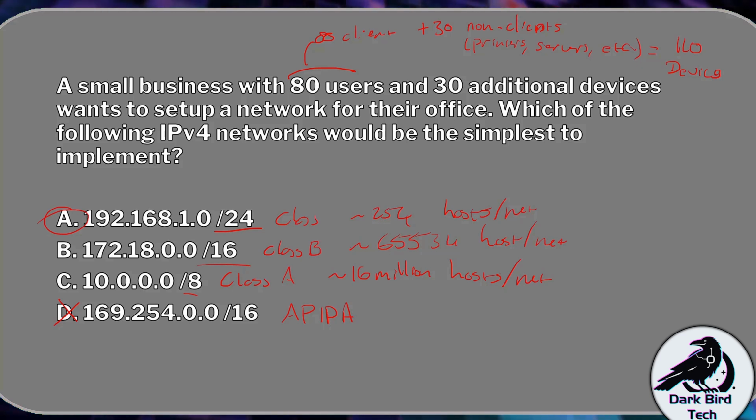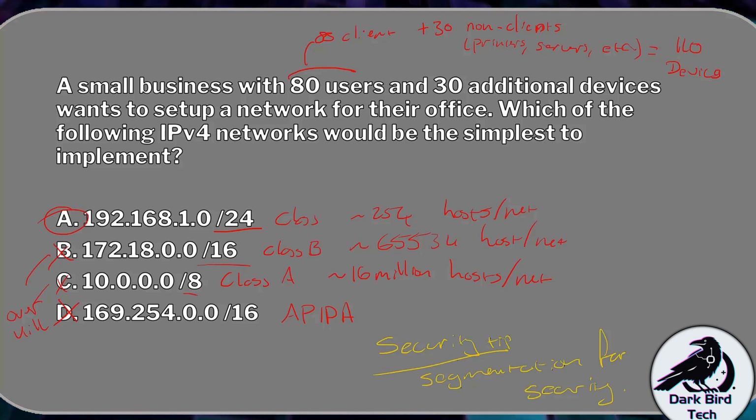110 devices will definitely be fine in a network address space that supports 254 devices, plus we've got some room to grow. Although, yes, nothing stops us using the 10 network and the 172.1.8 network. They're a bit overkill. So, because they're overkill, I'm going to eliminate them. But I'm also going to be a bit weird.